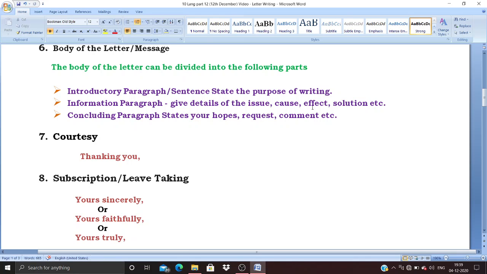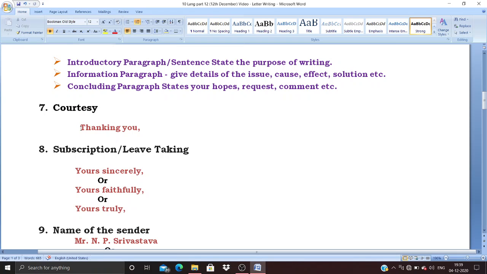Straight away you talk about your issues, your causes, your effects, your solutions, etc. Then there is a conclusion. The concluding paragraph states your hopes, request, comment, etc. Hope you are convinced and we believe that you will comply to supply our need according to the topic. Courtesy, very important, dear children.